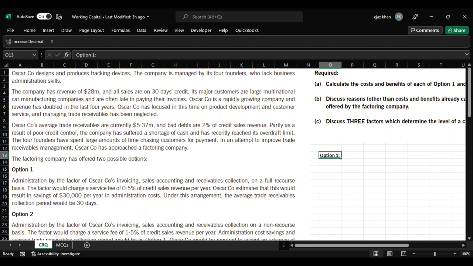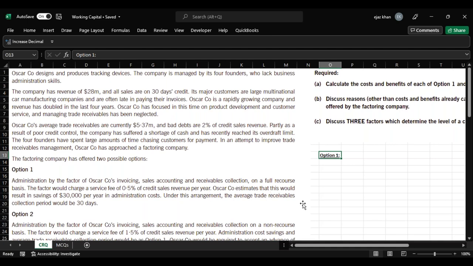Option one is a recourse factoring, which means that the responsibility or loss of the bad debts will still be borne by the company and not the factor. And a non-recourse factoring is one in which the risk of bad debts or the loss of the bad debts will be borne by the factor and the company will no more be bearing this loss. That's the difference between the two.